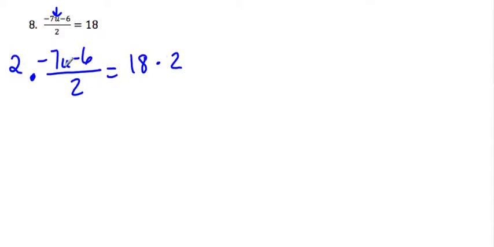So if I multiply this side by 2, I multiply this side by 2. Remember, if I have a fraction times a whole number, I put that over 1. And what will happen is that 2 and that 2 will cross out, and negative 7u minus 6 is left. 18 times 2 is 36.